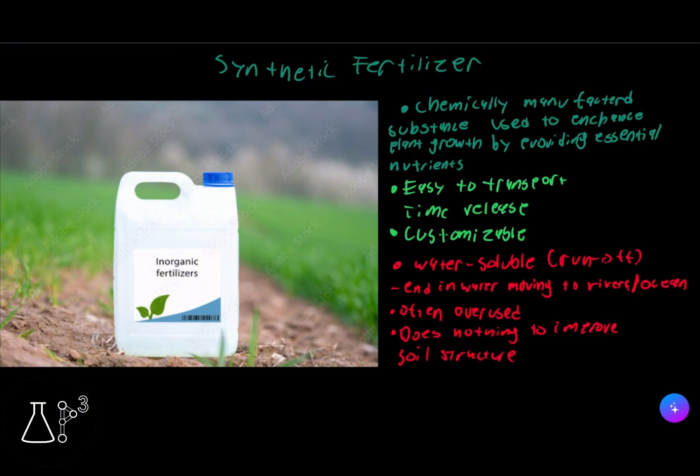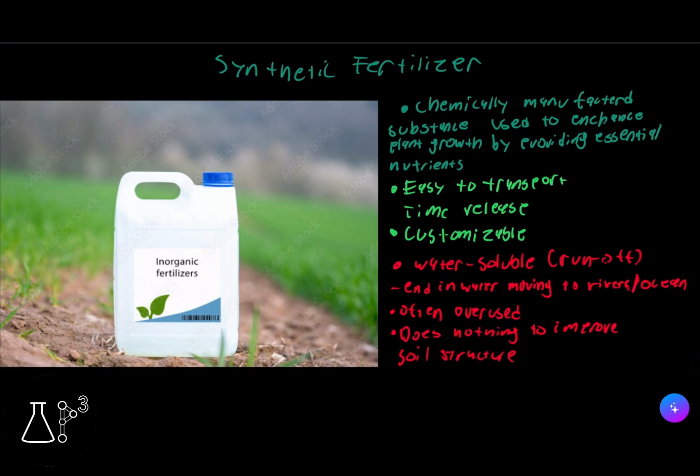What that basically means is that there are three important chemicals. Most of the time when it comes to nutrients, we have potassium, phosphorus, and nitrogen. So we can control how much of each we have depending on the crop. Now there's a lot of downsides to it.